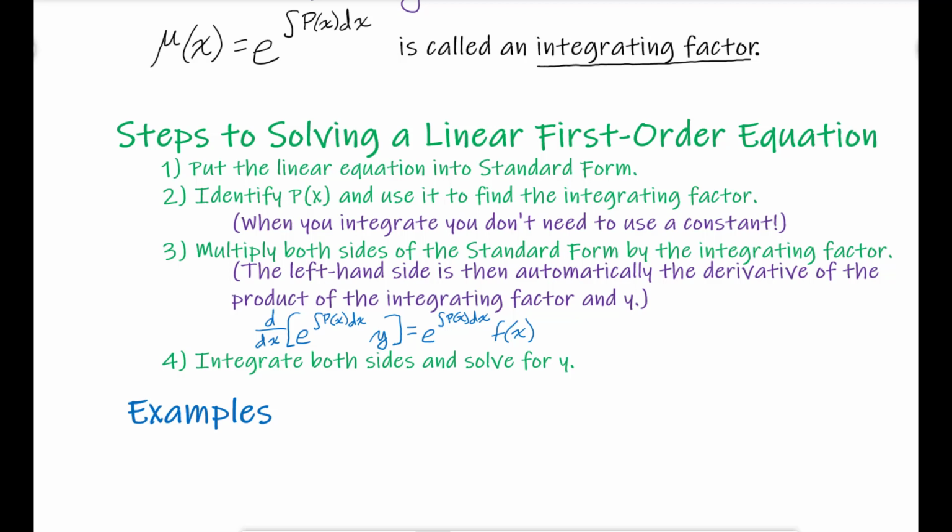Then, from your standard form, you're going to be able to identify some function of x, p of x, that is, that specific coefficient on y. And you're going to use it to find the integrating factor. So you'll plug it in, you'll take this integral of p of x dx, and that will be the exponent on your e value.